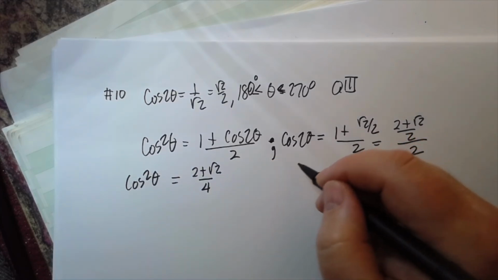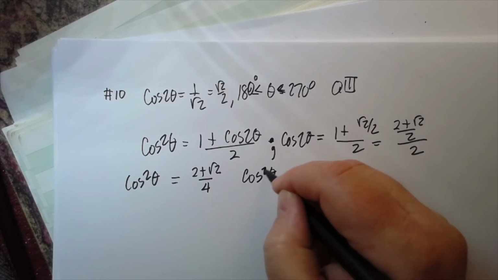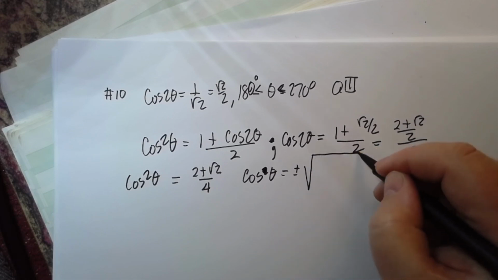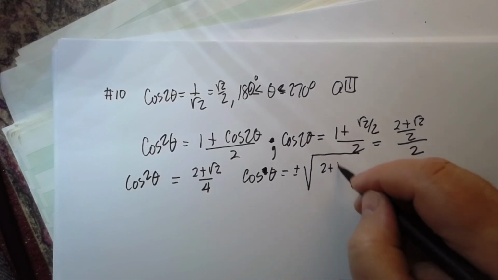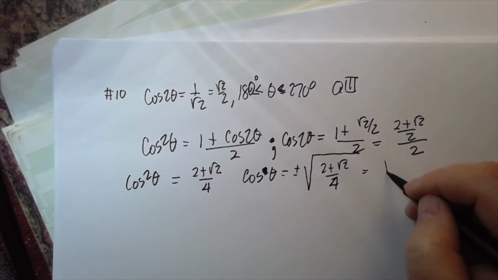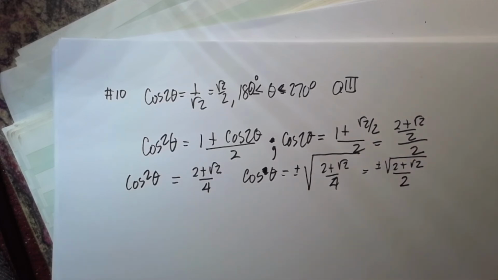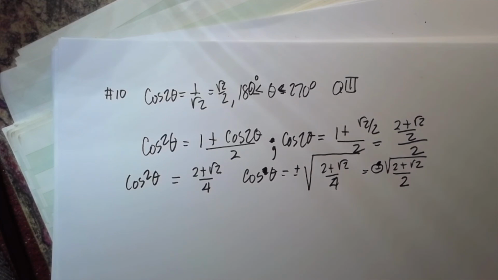Now we can take the square root. So cosine of theta is plus or minus square root of 2 plus square root of 2 all over 4, which is square root of 2 plus square root of 2 all over 2, like this. Now, because we know it's in quadrant 3, the cosine is negative there, so we know it's not positive, so it has to be the negative one.